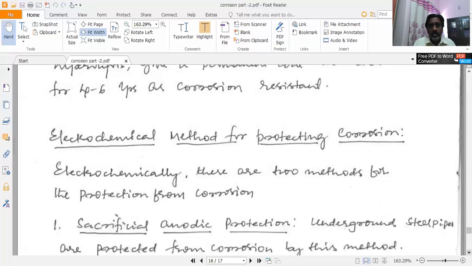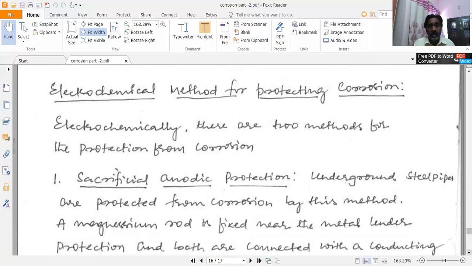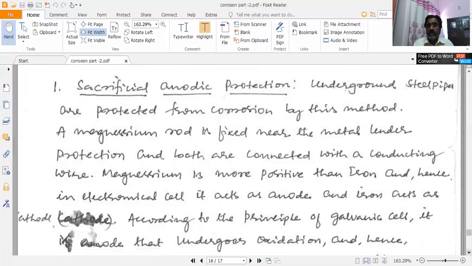And we have some more methods, in that we have the electrochemical method for protection from corrosion. This is a very good method to control corrosion. In that, number one, sacrificial anodic protection. Here, underground steel pipes are protected from corrosion by this method. A magnesium rod is fixed near the metal under protection, and both are connected with a conducting wire.